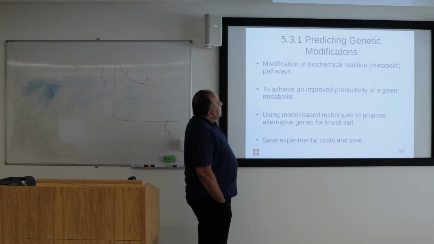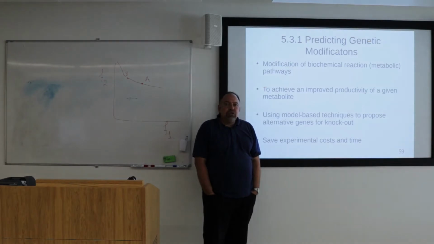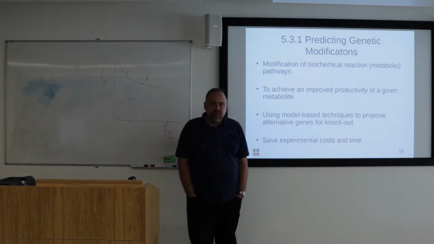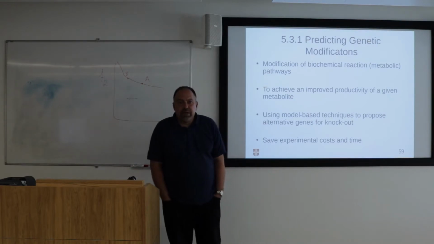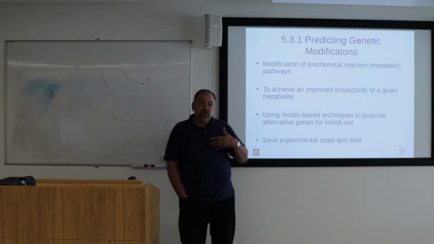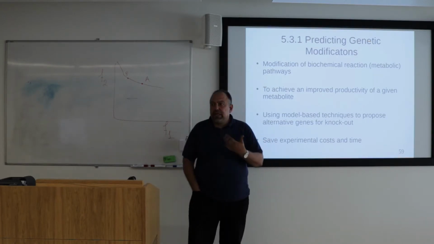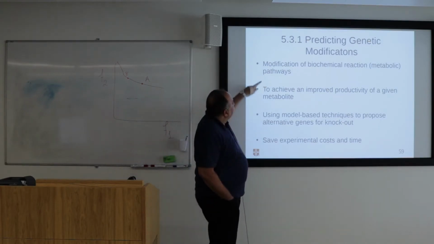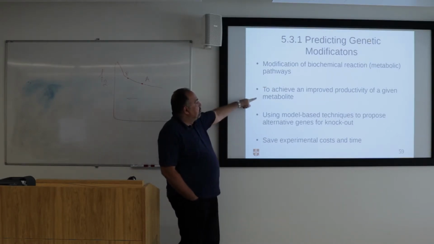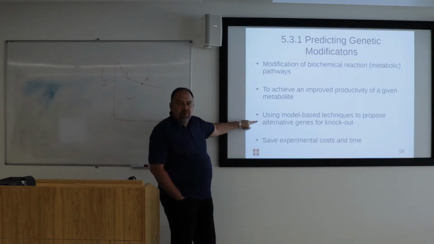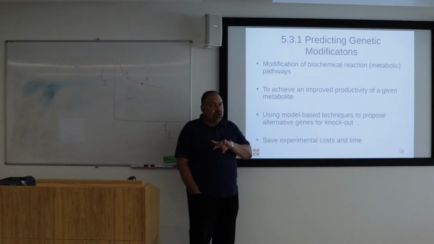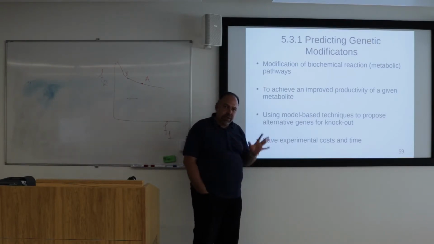And the best thing always to do is to motivate it by an example before I show you an abstract formulation. Let's consider that we want to predict how to genetically modify a yeast or a bacterium in order for it to overproduce a product we're interested in. It could be a bacterium which is producing an enzyme that we're interested in to sell, and we want to make it overproduce more than what it's already producing in its native strain. So we want to modify a biochemical reaction pathway to achieve improved productivity of a metabolite using model-based techniques to propose alternative genes to knock out. One could argue to also enhance by adding more copies of the gene, but we won't get into that.